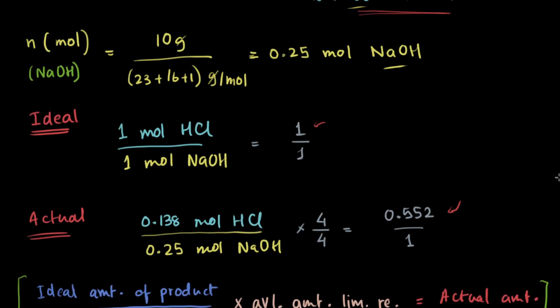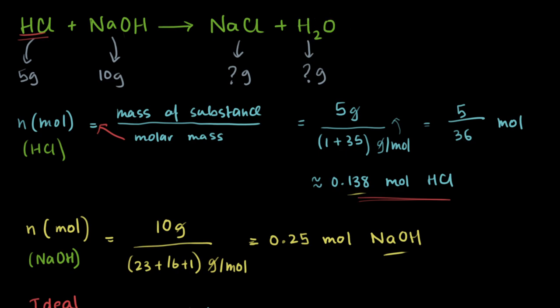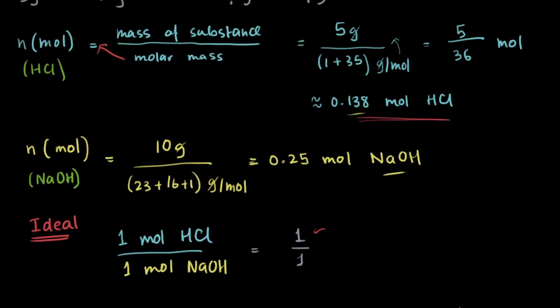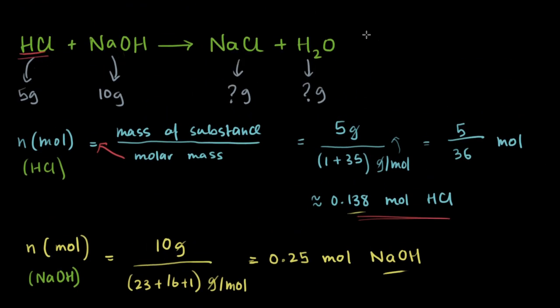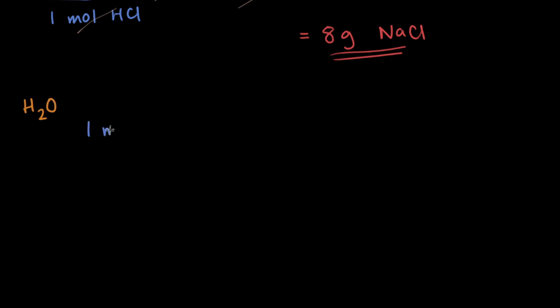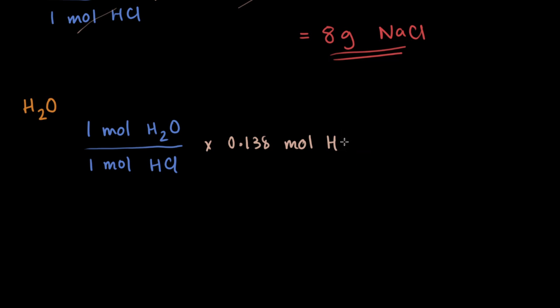And now let's do that for water. Where's the reaction again? Water, H2O. In the same equation, in an ideal situation, 1 mole of HCl reacts to form 1 mole of H2O. So 1 mole of the product, which is H2O, is formed from 1 mole of HCl. But we have only 0.138 moles of HCl. So how much H2O do we have? Calculate this. Give it a try.